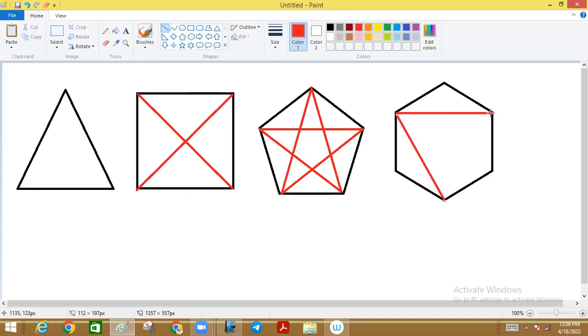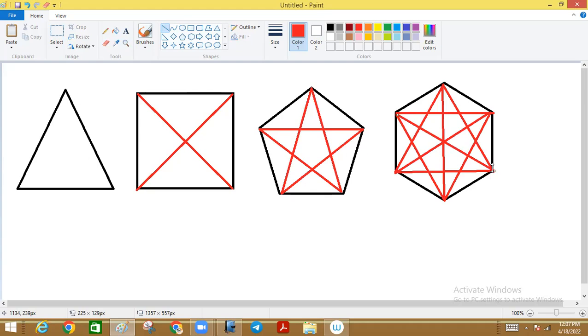These are 3 diagonals. 6. Now join 7, 8.